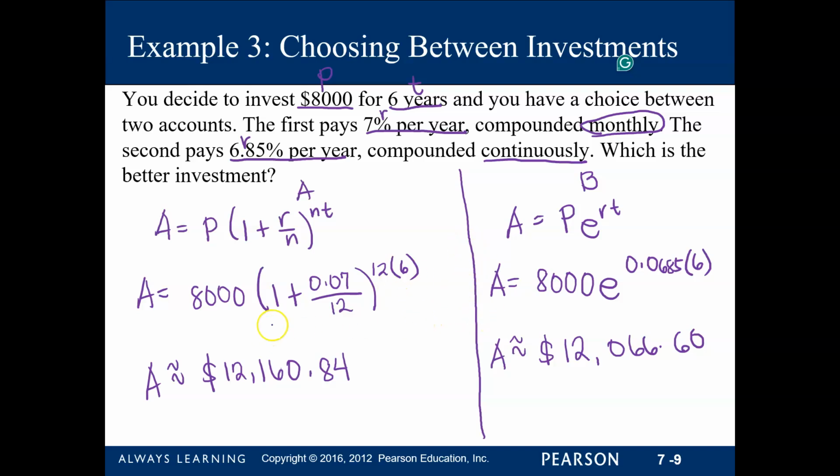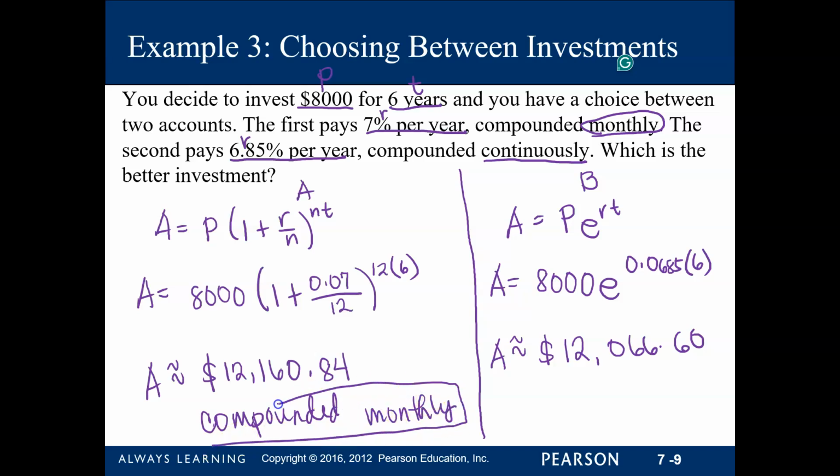As you can see, in 6 years, the one compounded monthly can generate a better amount after 6 years. So that is how you can compare investments, especially with the different types of compound interest available.